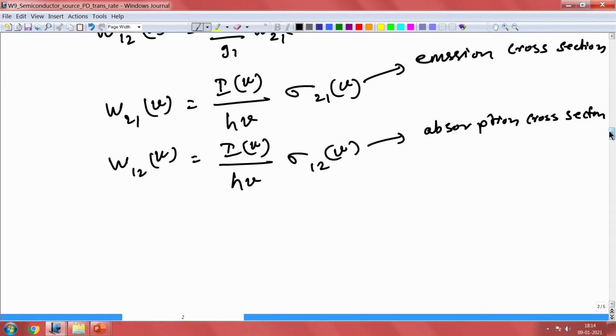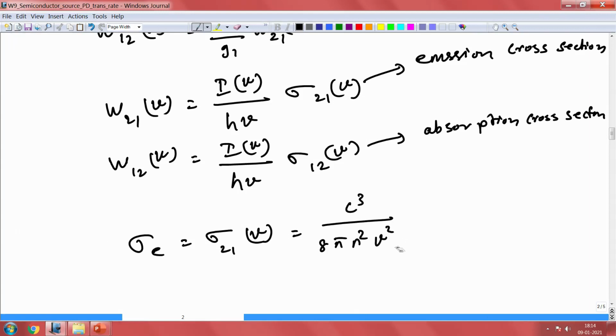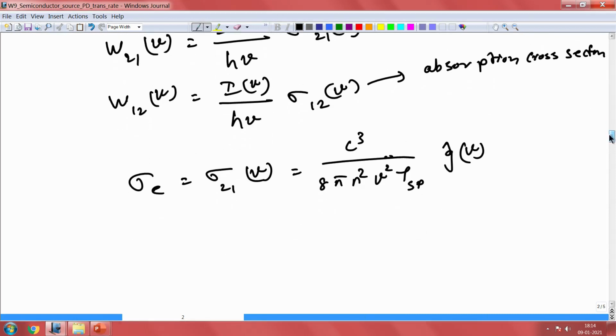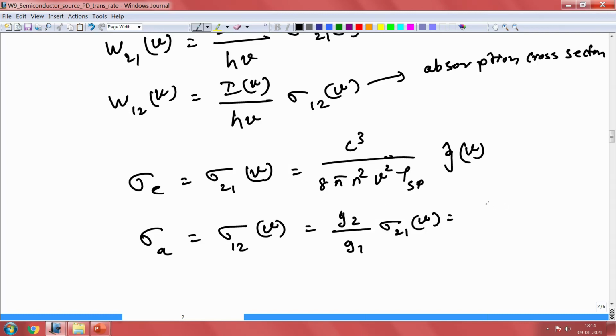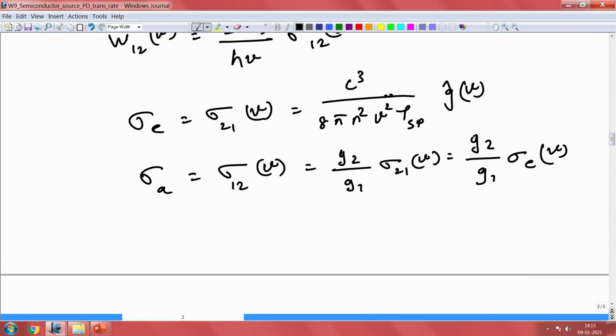So, what are this absorption cross section and emission cross section? They are related. They are nothing but what we already saw: sigma spontaneous is our emission cross section, and our absorption cross section is given by G2 divided by G1 times the emission cross section, as a function of nu. So these are the emission and absorption factors, and we already know the g here.